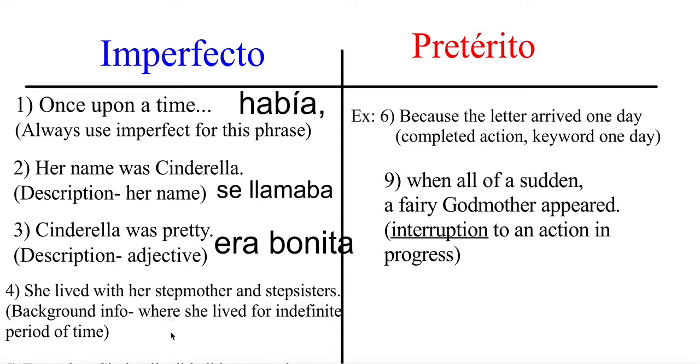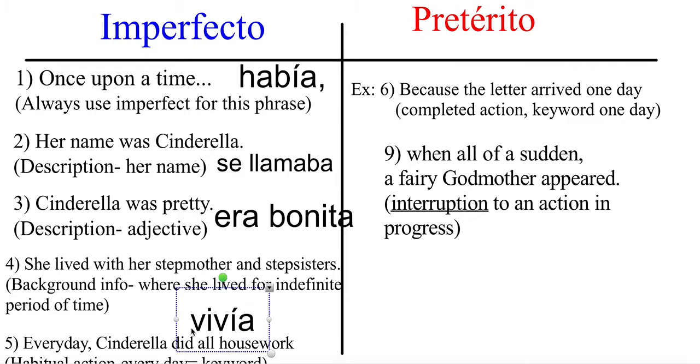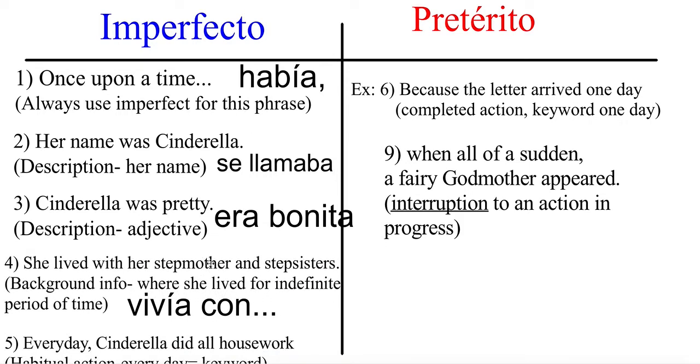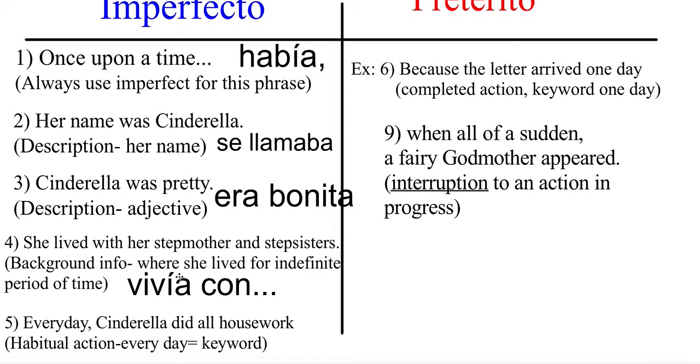She lived with her stepmother and stepsisters. This is background info. So wherever she lived, we don't know how long she lived there for. It's background information to the story. So you would say, vivía con su madrastra y hermanastras. Okay, so these are all imperfect reasons. So if you've forgotten some of these, you should be taking notes now so that we can go over all those reasons again.